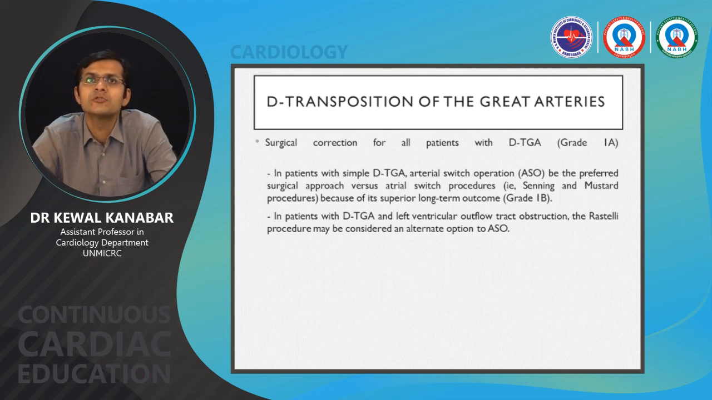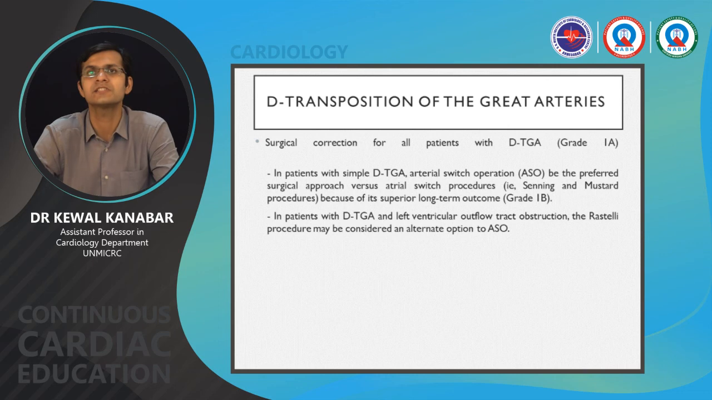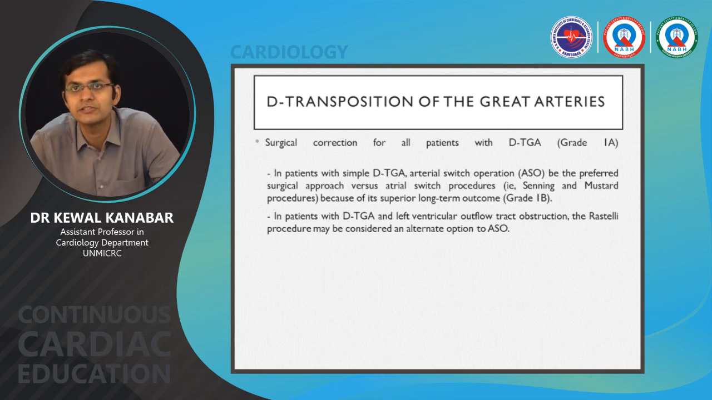Right? In patients who have TGA, VSD and PS, this group of patients may not be able to be managed with arterial switch, because if you do just an arterial switch, then you are going to convert the pulmonary stenosis into aortic stenosis.